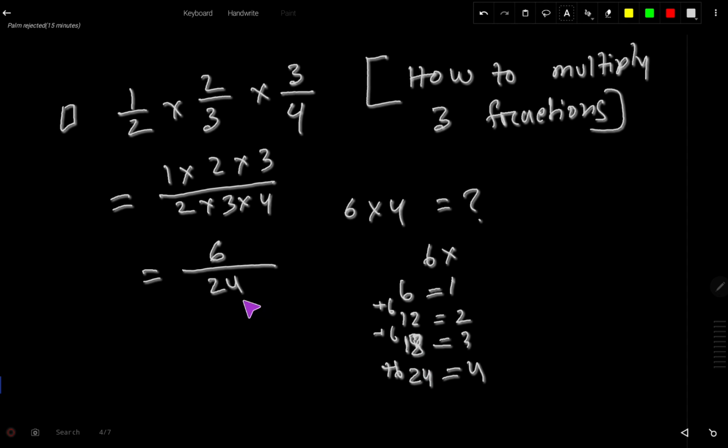So 24. But the common factor of 6 and 24 is 2. So if you divide 6 by 2, you are getting 3, and if you divide 24 by 2, you are getting 12. The common factor of 3 and 12 is 3. So if you divide this 3 by 3, you are getting 1, and if you divide this 12 by 3, you are getting 4. So 1 by 4 is the answer.